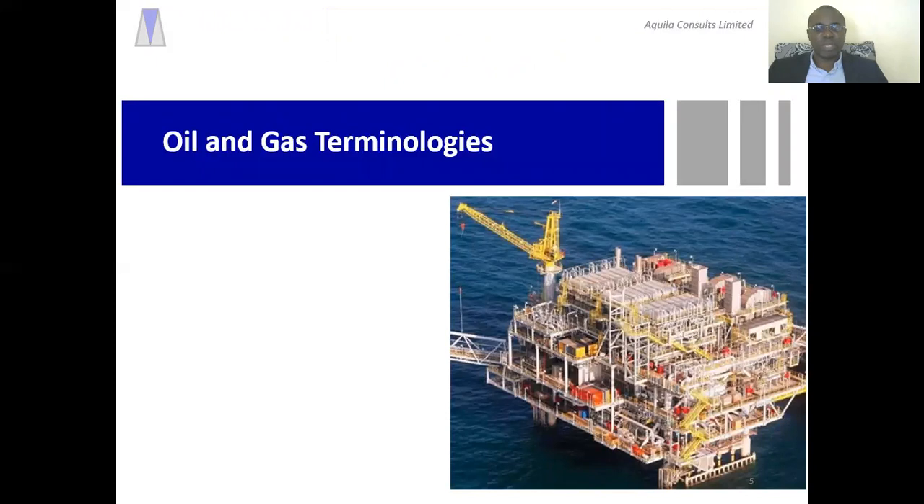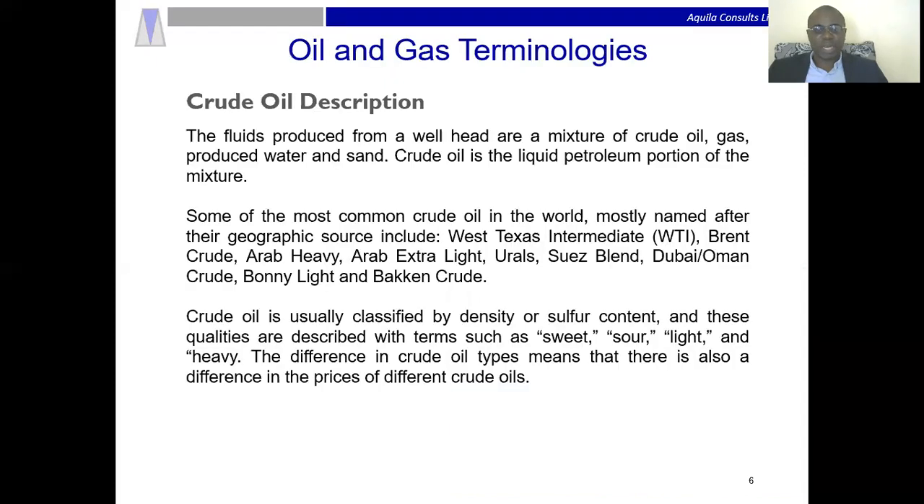So first, we'll be looking at the oil and gas terminologies. Some of the terminologies we'll be looking at include things such as sweet and sour crude, light and heavy crude. These are ways of classifying crude oil, as crude oil from different parts of the world are priced differently based on these characteristics, which we'll be discussing shortly. Some examples of common crude oil in the world include West Texas Intermediate, Brent crude, Arab heavy, Arab extra light, Suez blend, Bonny light, Bakken crude, etc.